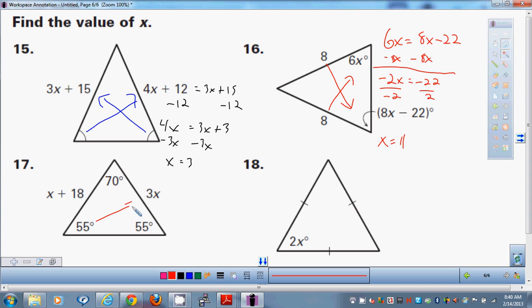So, subtract x from both sides. 2x equals 18. Divide by 2. And x equals 9.